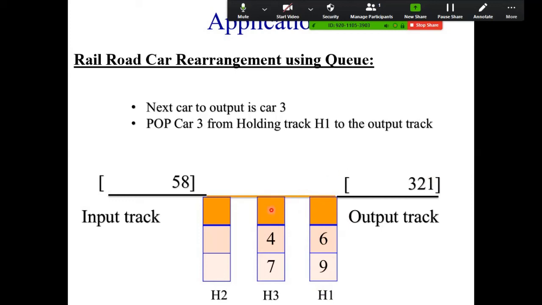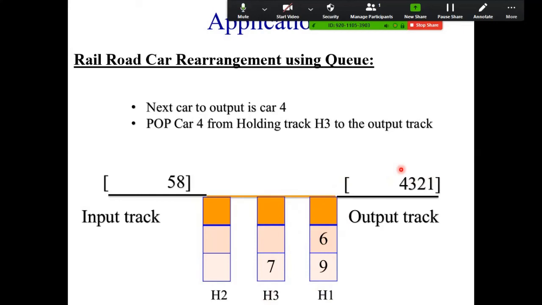Next car to be output is what? Car number 4. So I have to take this car number 4. It is sitting in what? Holding track H3. It is the first person in the holding track H3. What do we do? I do the pop operation and I'm going to put it in the output track.